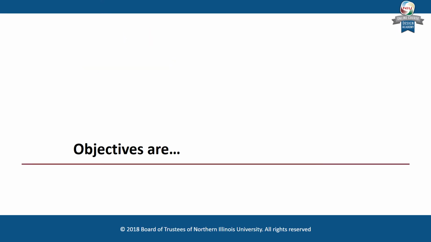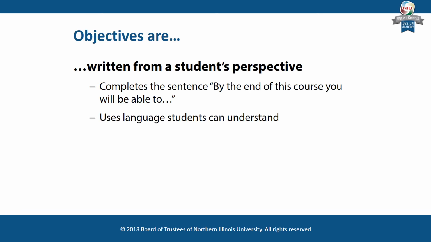Let's start by looking at the characteristics of objectives. The first important characteristic of objectives is that they are always written from a student's perspective. Generally, they complete a sentence similar to, "By the end of the course, you will be able to." Because of this, objectives state what students will learn, not what the course will cover. It's also important to write objectives with language that students can understand, so that the objectives are meaningful to them.